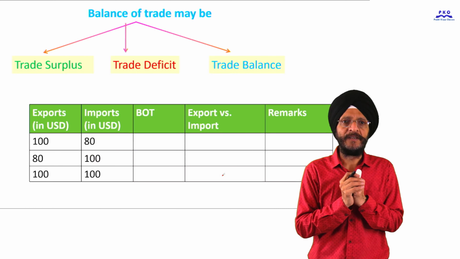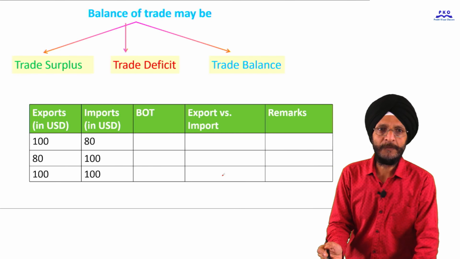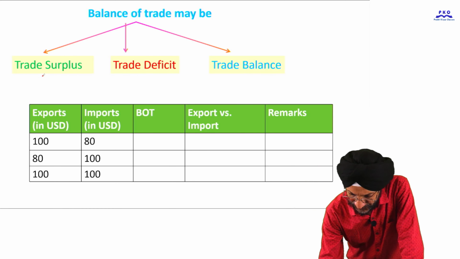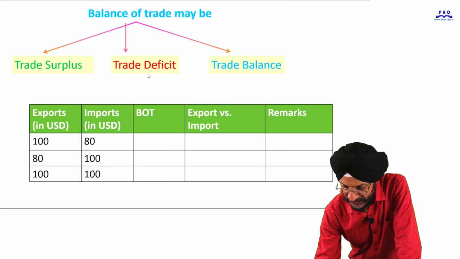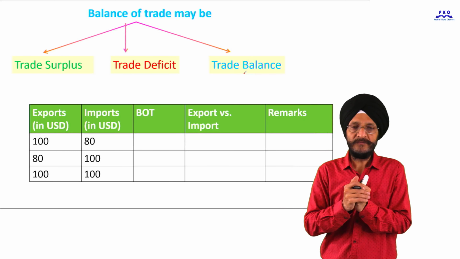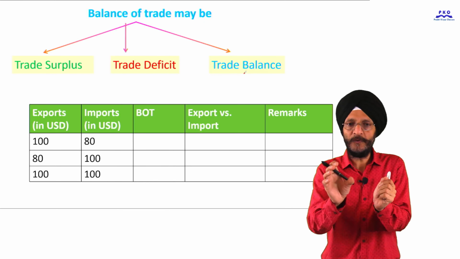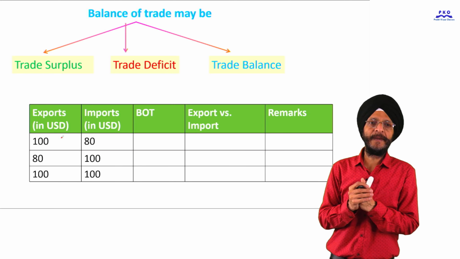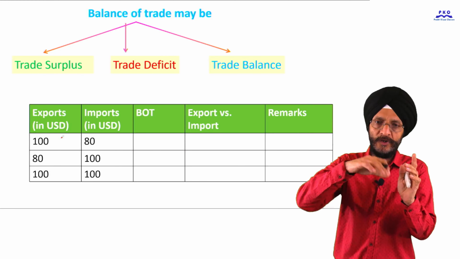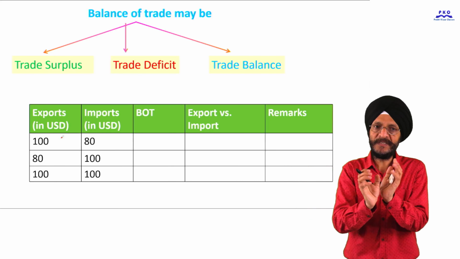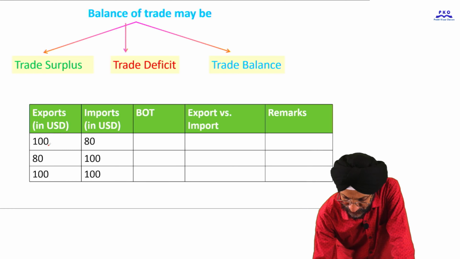Now, balance of trade may be trade surplus, trade deficit, or trade balance. We can also call it positive balance of trade. This is deficit balance of trade, and this is zero balance of trade. We will understand this concept with the help of an example. Suppose exports are 100 US dollars and imports are 80 US dollars. We are not taking the example in billions. To keep the example simple, we are simply taking it as US dollars.